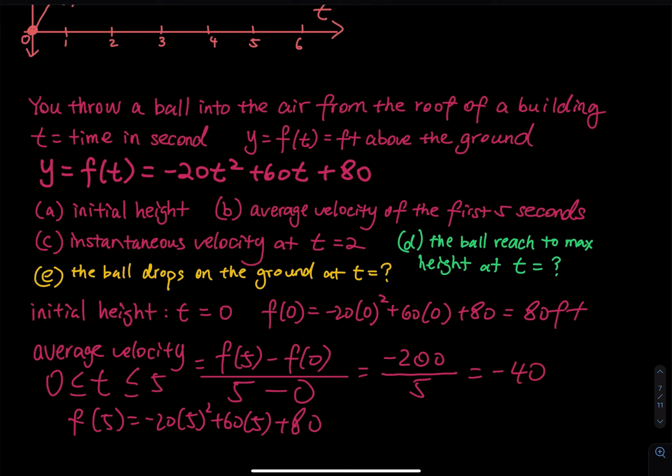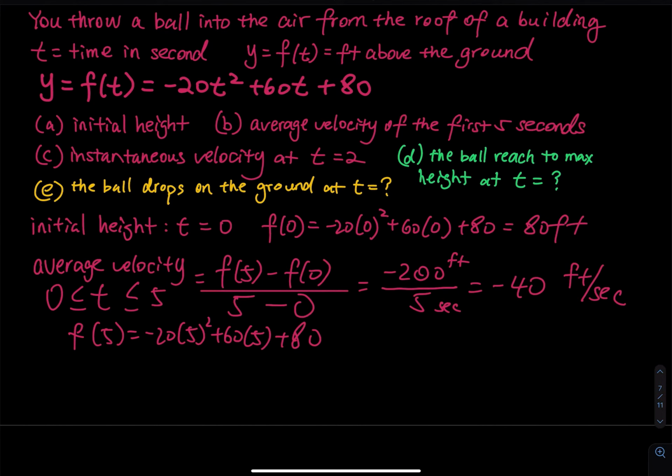Unit is important. That's in feet per second, because this is in feet and this is in seconds. So put them together, then you have feet per second. Okay, what does that mean? For velocity, you have to define the direction. Velocity can be positive or negative, but speed must be either 0 or positive. So let's say when the ball is going up, then you have a positive velocity.